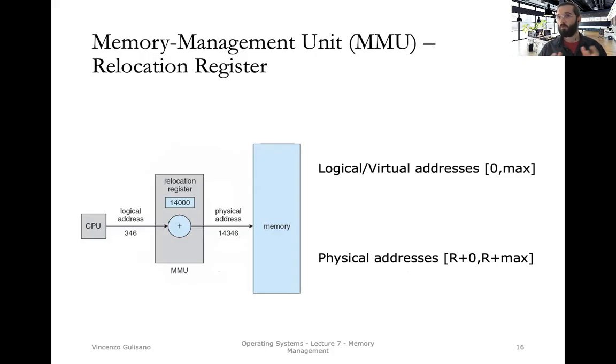So logical addresses will go from 0 to max. In practice, the real ones will go from a certain R to a certain R plus max.